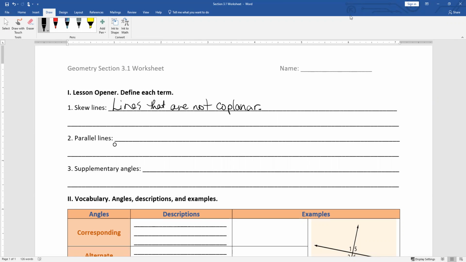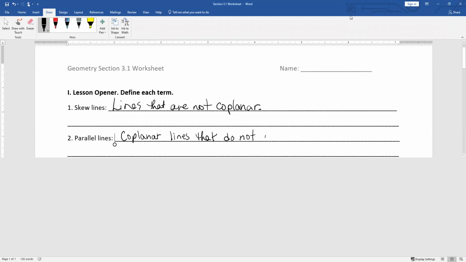Okay, what are parallel lines? So they don't what? Right. So these are coplanar lines that do not intersect. They're about as opposite from skew lines as you can possibly get. Coplanar lines that do not intersect.